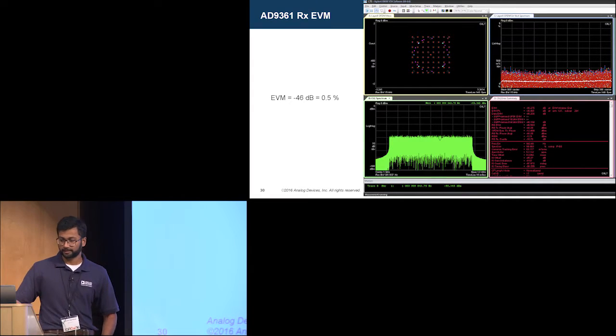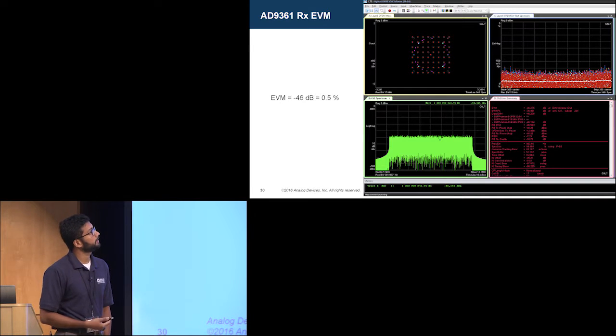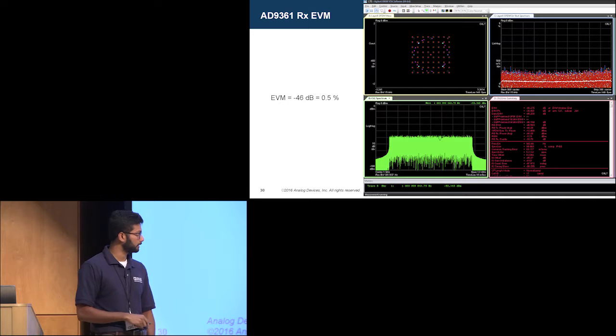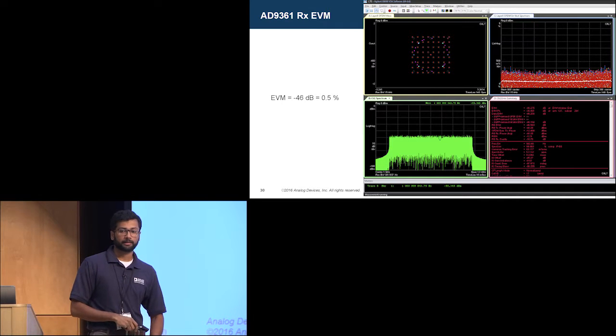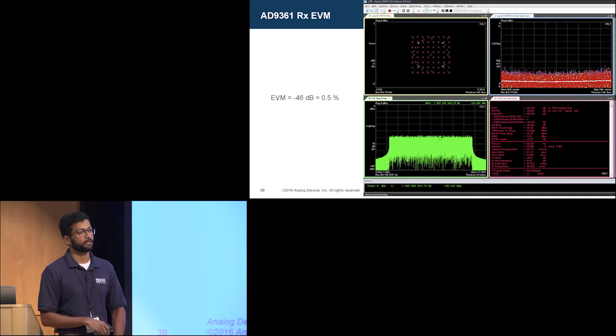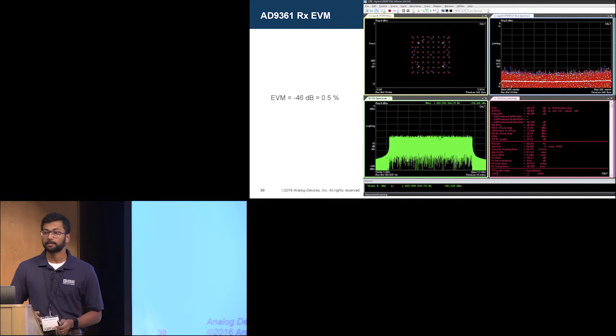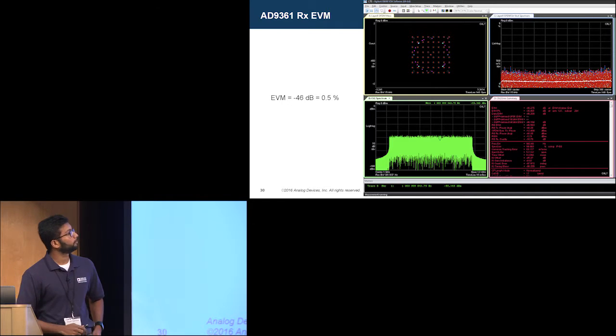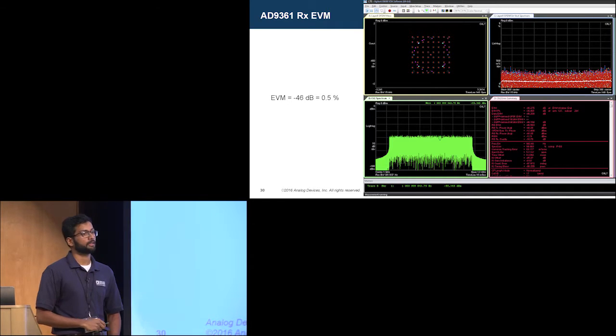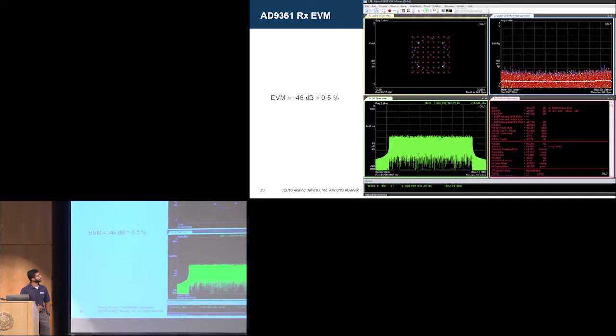Numbers. RX EVM. Now, this is a 64 QAM LTE signal, 10 megahertz wide, and this is not with anything special, like 10 capacitors sitting on my power supply or anything like that. This is just plug and play. So 0.5% EVM, that is minus 46 dB.